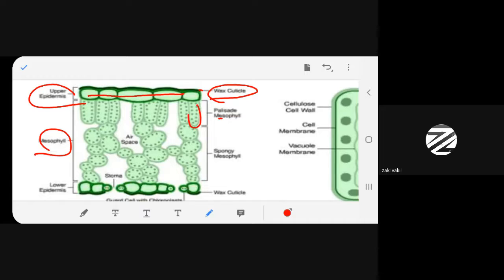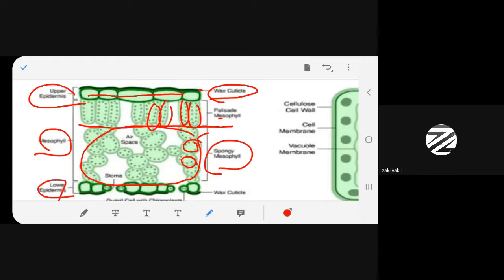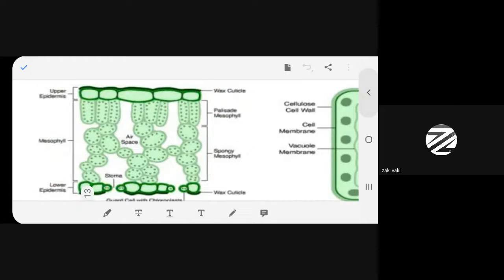Then this mesophyll is divided into palisade. Can you see this? Elongated cells, and these are circular cells. So this is called palisade, and the rest of it is called spongy mesophyll. Then the last layer is the lower epidermis.